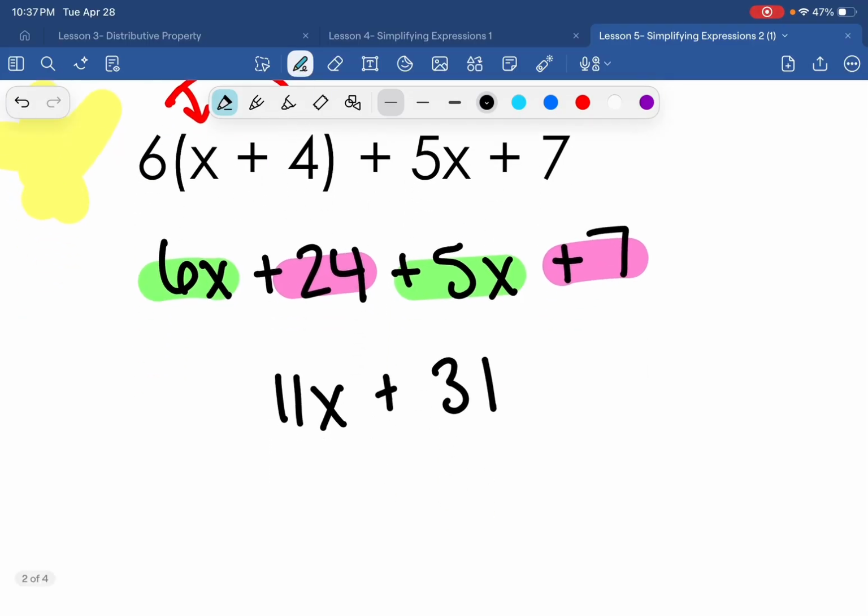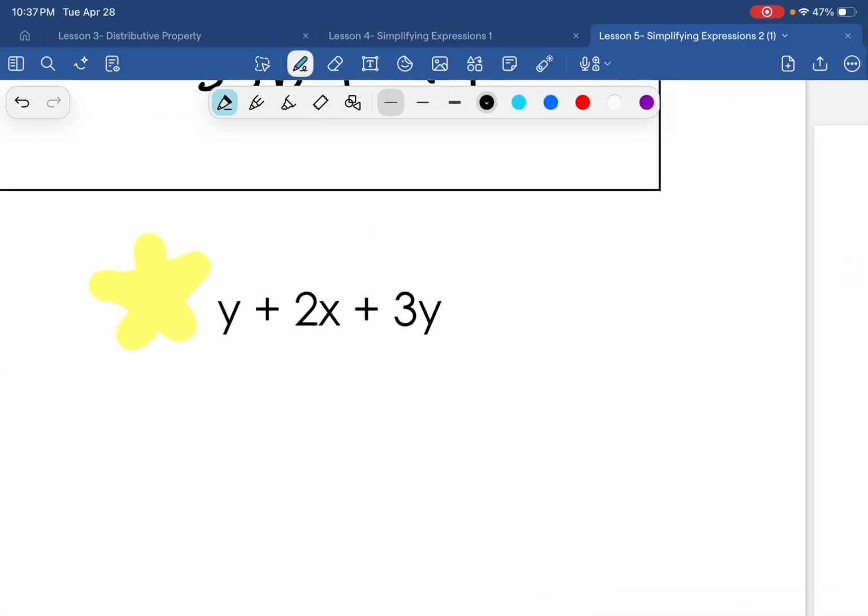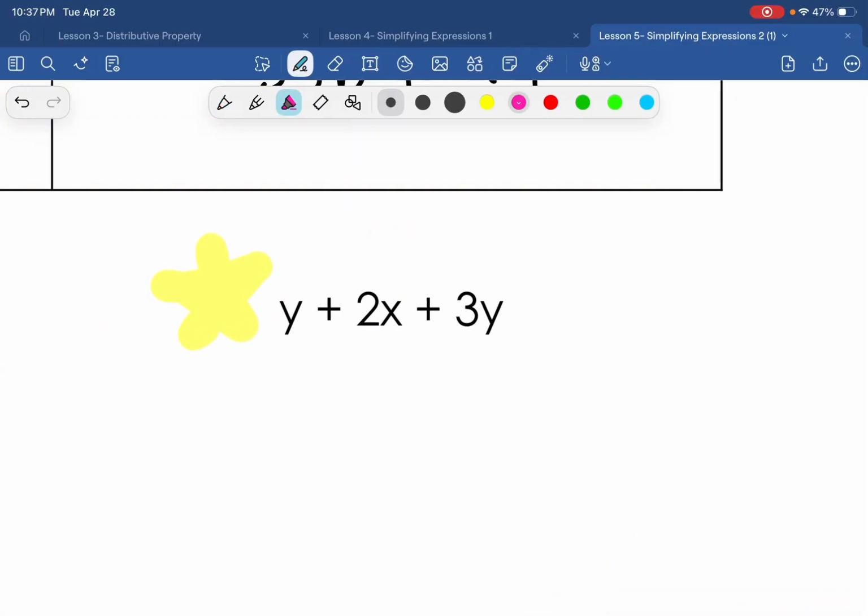And 11x and 31 cannot be combined because they don't have the same variable, so this is your answer. All right, it looks like you don't have to distribute any here. You just needed to find like terms. And it looks like I have a y and a 3y. And 1y plus 3y gives you 4y. And I drop down x. So your answer is 4y plus 2x.